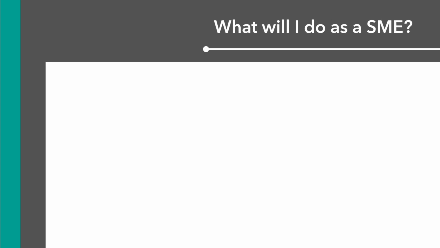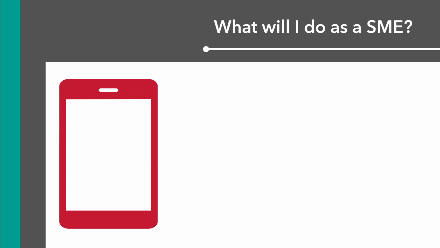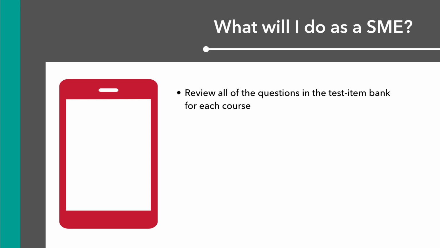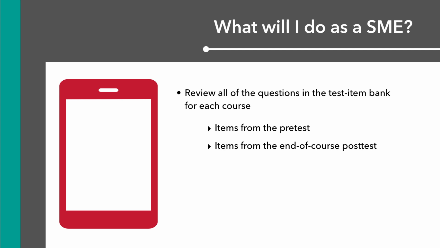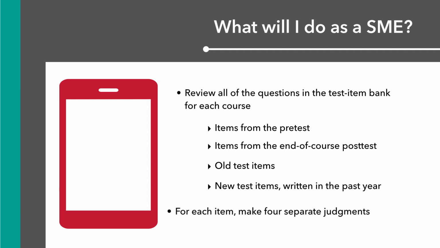Now let's talk about what you will do as you review the test items. Using an iPad, you will review the complete set of questions from which the pre-tests and end-of-course exams will be created. This is what we refer to as the item bank. For most courses, the item bank includes both older test items and the new items written in the past year. Older items are re-rated to preserve them and grow the item banks. For each test item, you will make 4 separate judgments.